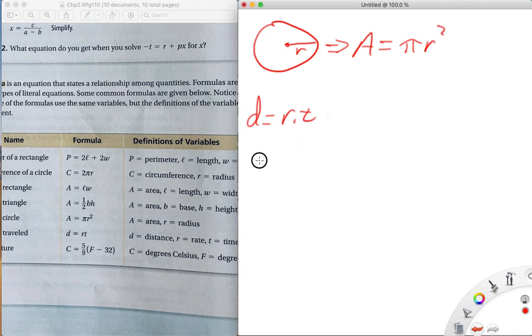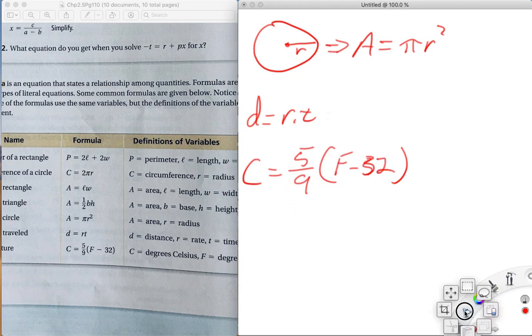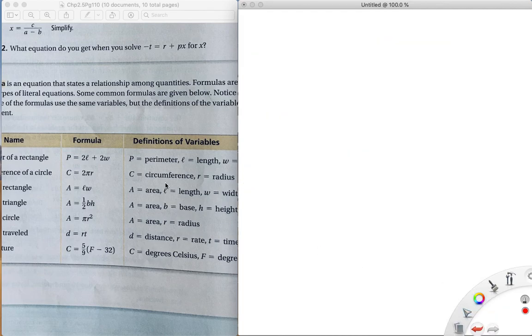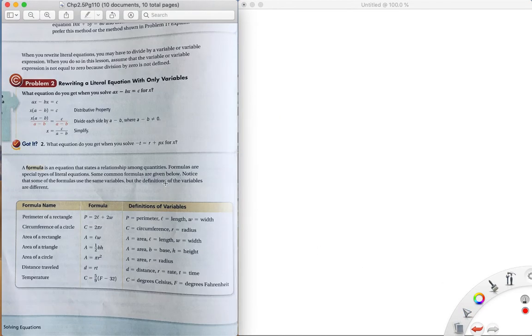Temperature. C is for Celsius, and it's equal to 5/9 times the difference of Fahrenheit minus 32. So if you start off with a Fahrenheit degree, you put it in there and then you get your Celsius, or if you put Celsius over here and do some things to it, you can find the Fahrenheit. So those are very common formulas that you will see a lot.